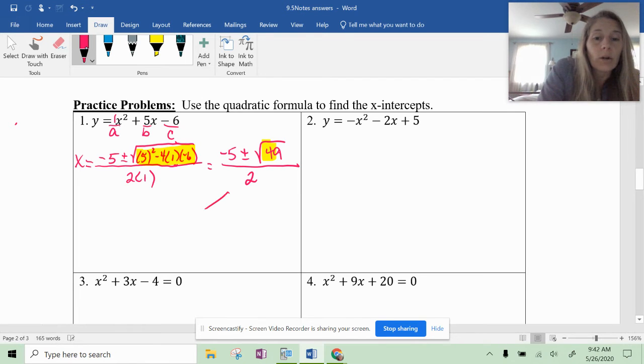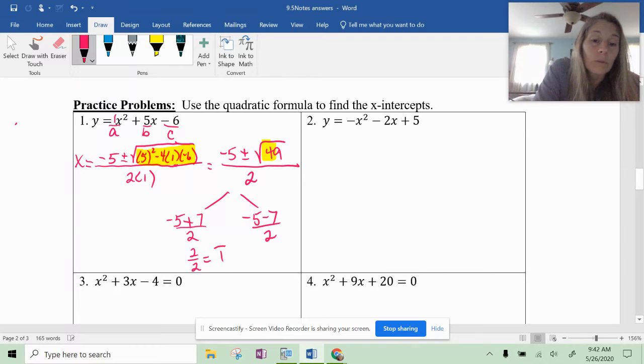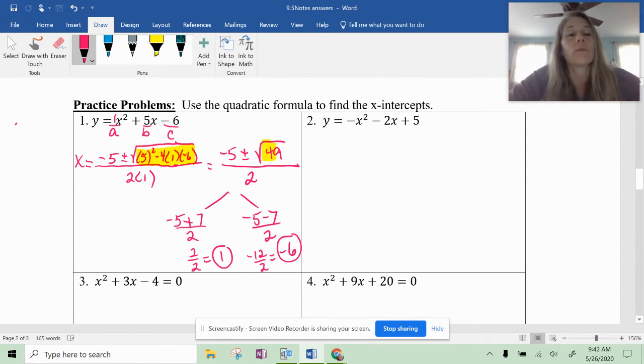So now I know when I go to my two solutions here, I have negative 5 plus 7, because the square root of 49 is 7. And I also have negative 5 minus 7. Now, of course, negative 5 plus 7 is 2, and 2 over 2 is 1. And negative 5 minus 7 would be negative 12, and negative 12 over 2 is negative 6. So those are my two solutions for that one.